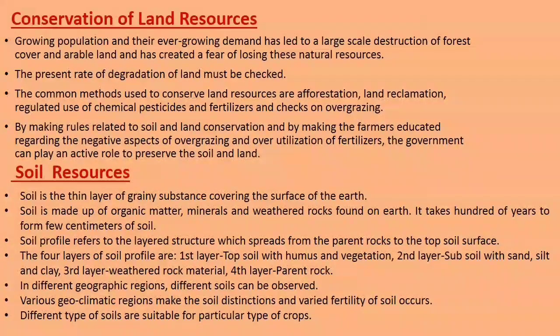Soil refers to the thin layer of grainy substance that covers the earth, and it is closely related to the land. And the layered structure which spreads from the bedrock to the top surface layer is known as the soil profile. In that soil profile, the first layer is the topsoil with humus and vegetation, and the second layer is the subsoil with sand, silt, and clay. The third layer is weathered rock material, and the fourth layer is the parent rock. This is how the soil profile is layered.